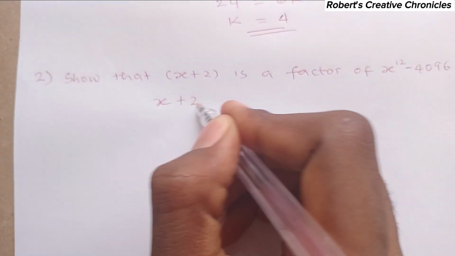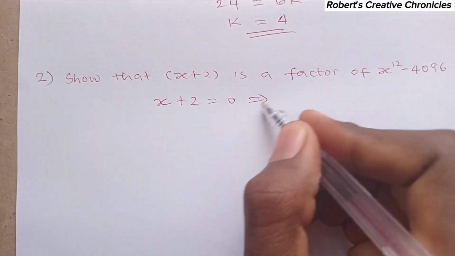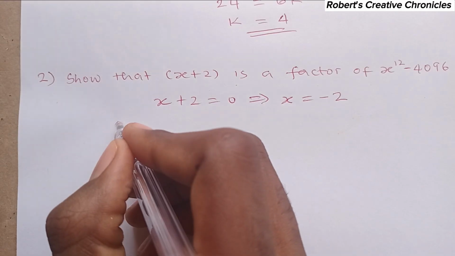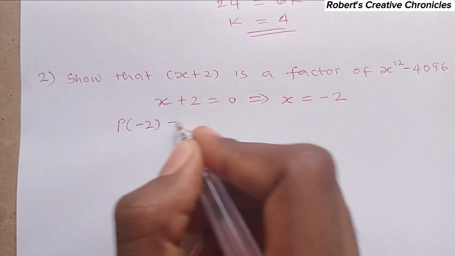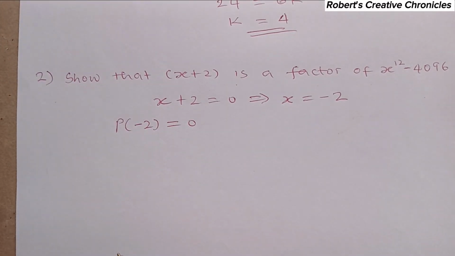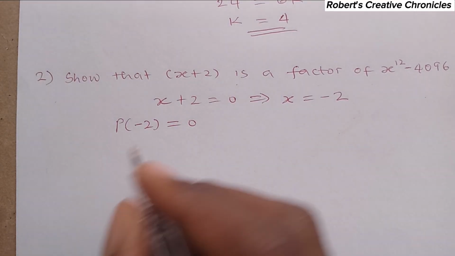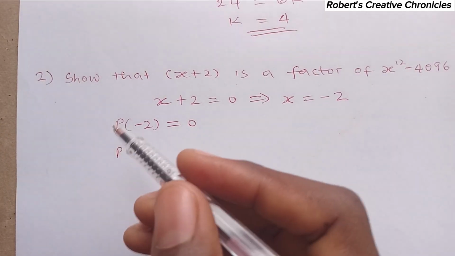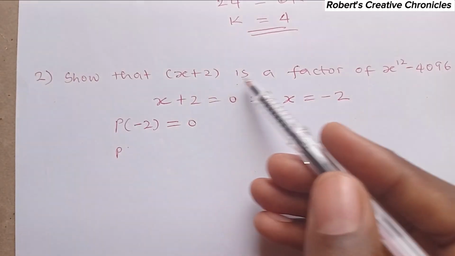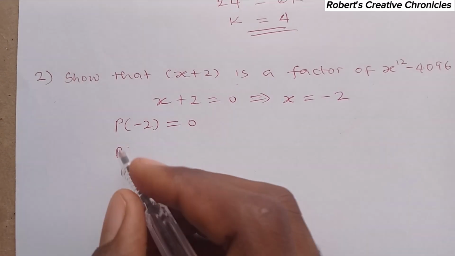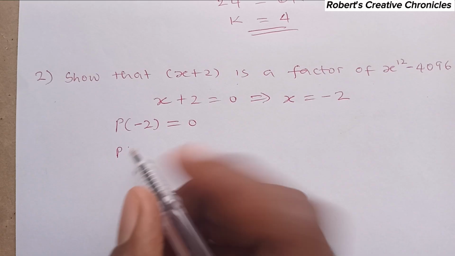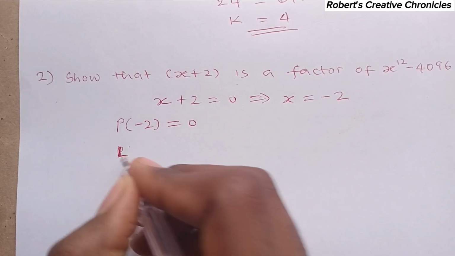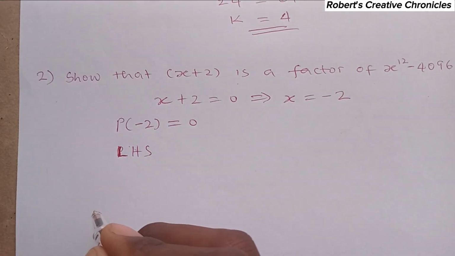So let's show it. x plus 2 is equal to 0, then x is equal to negative 2. That means the polynomial p(-2) should be equal to 0. So now we'll substitute this into the polynomial. Since the question says we should show that this is a factor, we'll use the proving method. This is the left hand side, this is the right hand side. So we'll prove the left hand side is equal to the right hand side. Let's prove the left hand side.